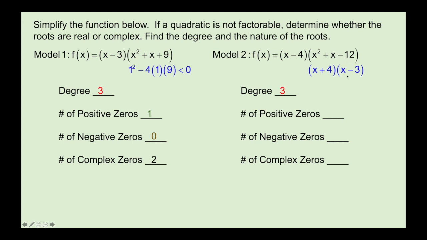The other one is going to be x minus 3. If I set that equal to 0, it gives me positive 3. So 2 of these are going to be positive zeros. From here, now, as far as negative zeros, I take this x plus 4, set that equal to 0, I would get negative 4, and that means I'm going to get 1 negative zero. And here, all solutions are accounted for, so we aren't going to have any complex zeros in this case.